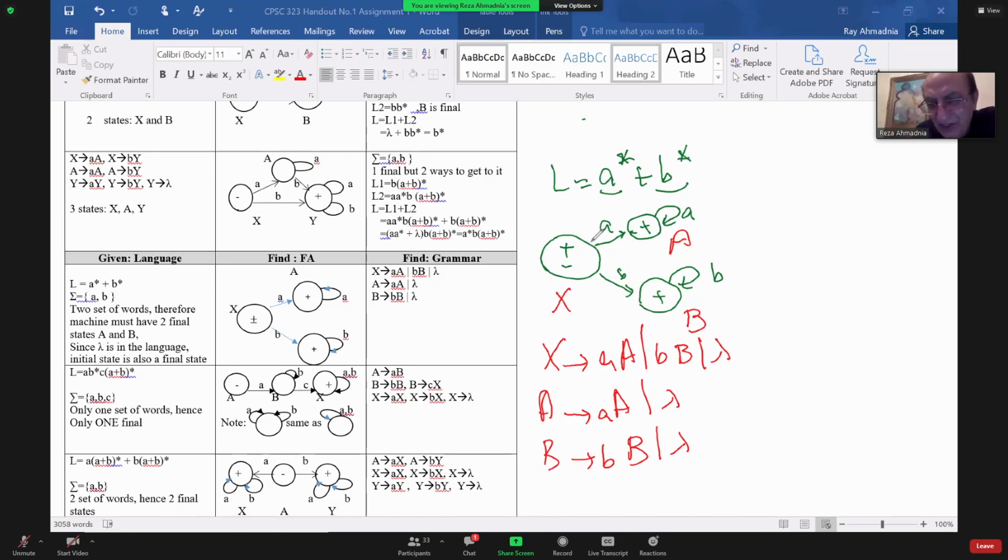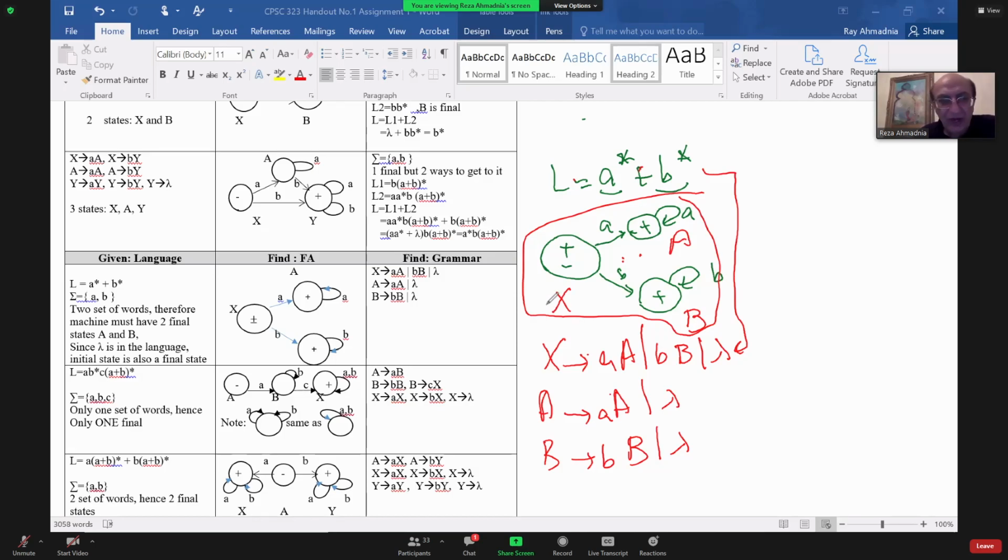Language is given, find FA, and then find the grammar. But if they ask you to find the grammar from the language, make sure to do the FA first. If I'm smart, I do this one first, because going directly from language to grammar is not easy. Later on you can do it, but not now. So it's better to go from language to FA, and then from FA to grammar.